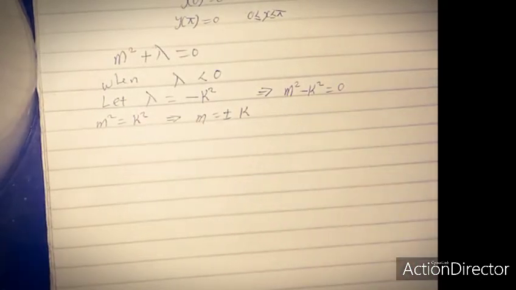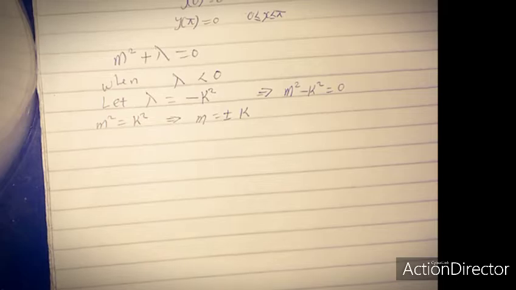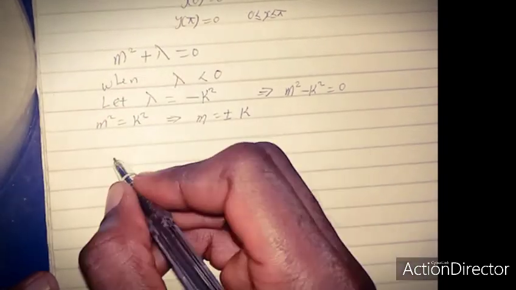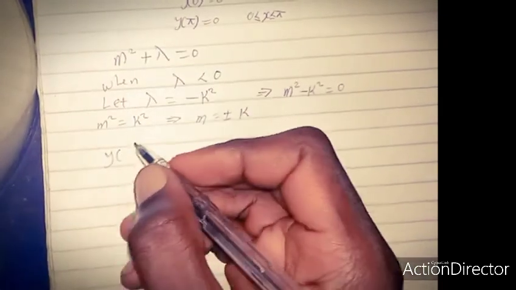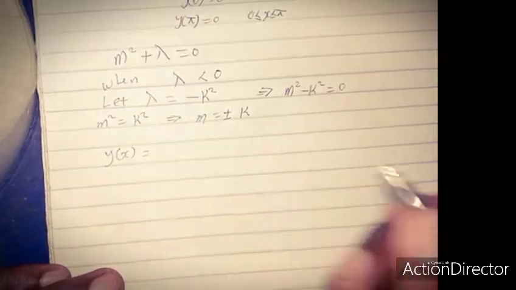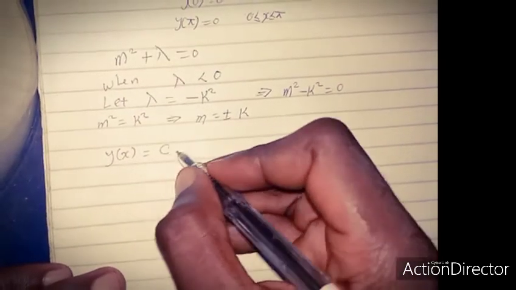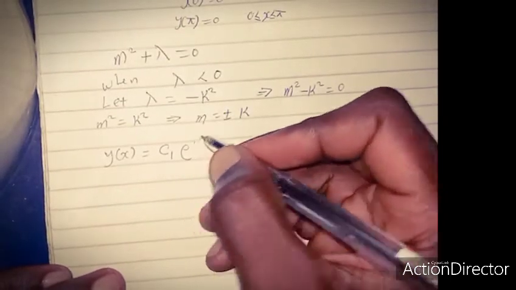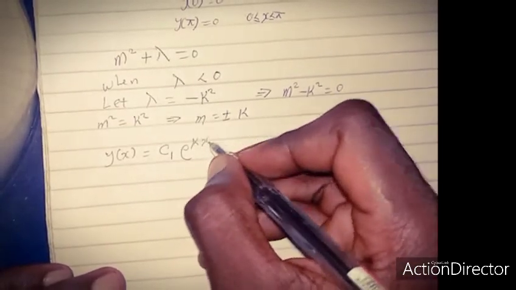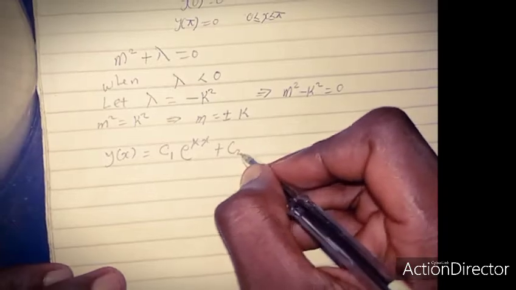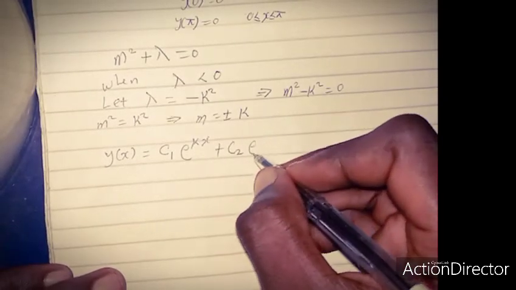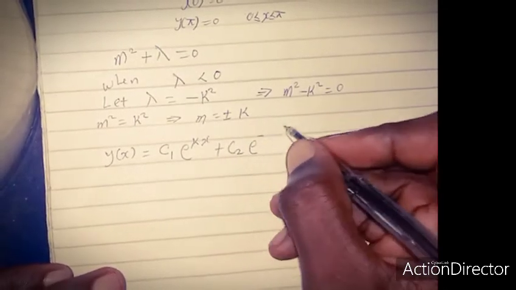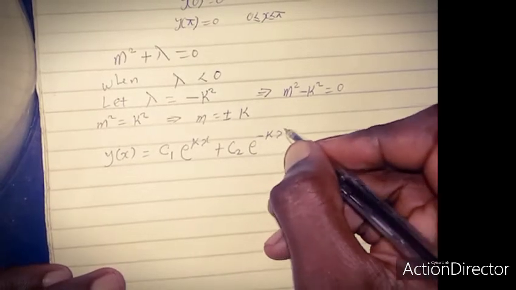Now don't forget we are in a differential equation. So when you have distinct roots, your answer will always be: my y of x equals a constant, that is c1 e raised to power the first value of k, let's say k positive, kx, plus another constant c2 e raised to power the second value of k, that is -kx.